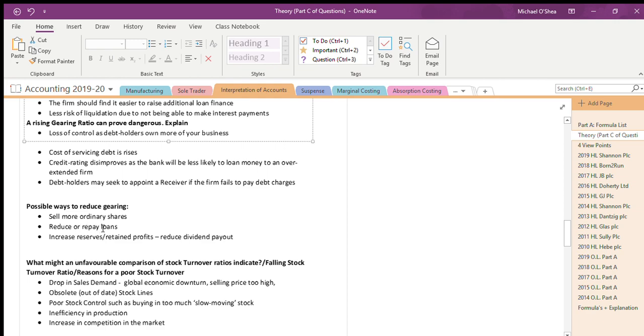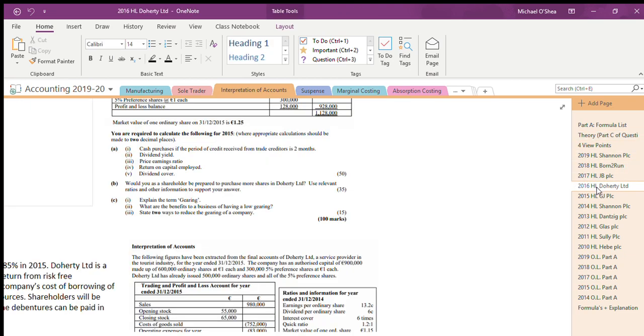Reduce or repay loans. Once you pay back the loans, your gearing ratio will drop and you'll be back to lowly geared. Or increase revenues, retain profits, which is easier said than done. Basically, make more money. Increase your profits, or reduce dividend payout. Pay out less dividends, and your profits will be a little bit higher because you're keeping the money internally in the business. That was the 2016 one.